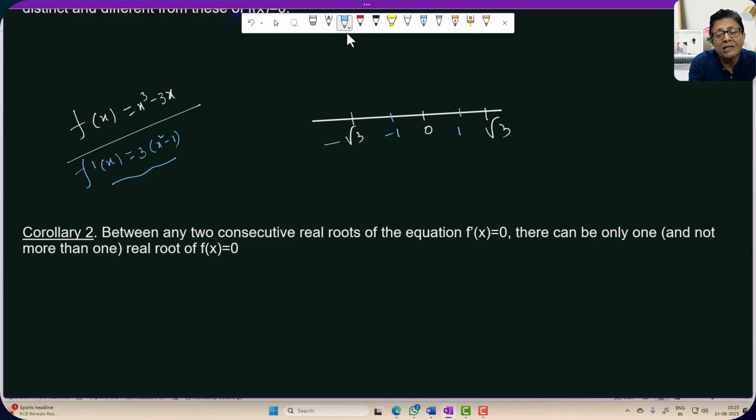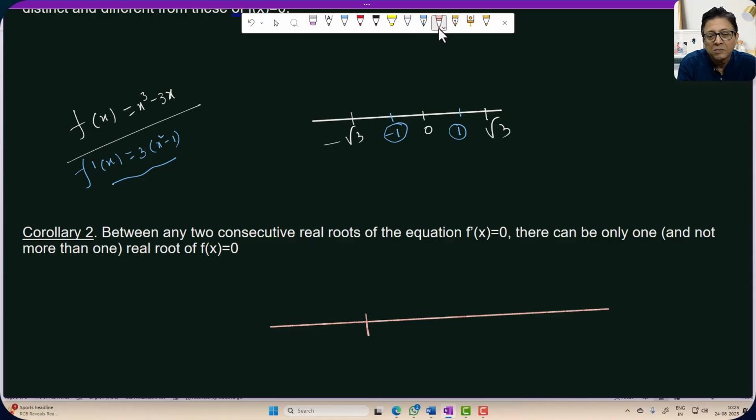So these are roots of f dash x and those are roots of f x: minus root 3, 0 and root 3. Between the roots of f dash x, how many zeros did you get? 1. This we can generalize: between two successive zeros of f dash x equal to 0, there can be one and only one root of f x equal to 0. Okay? Why not 2? Suppose I am taking the general thing here, that f dash alpha equal to 0, f dash beta equal to 0.